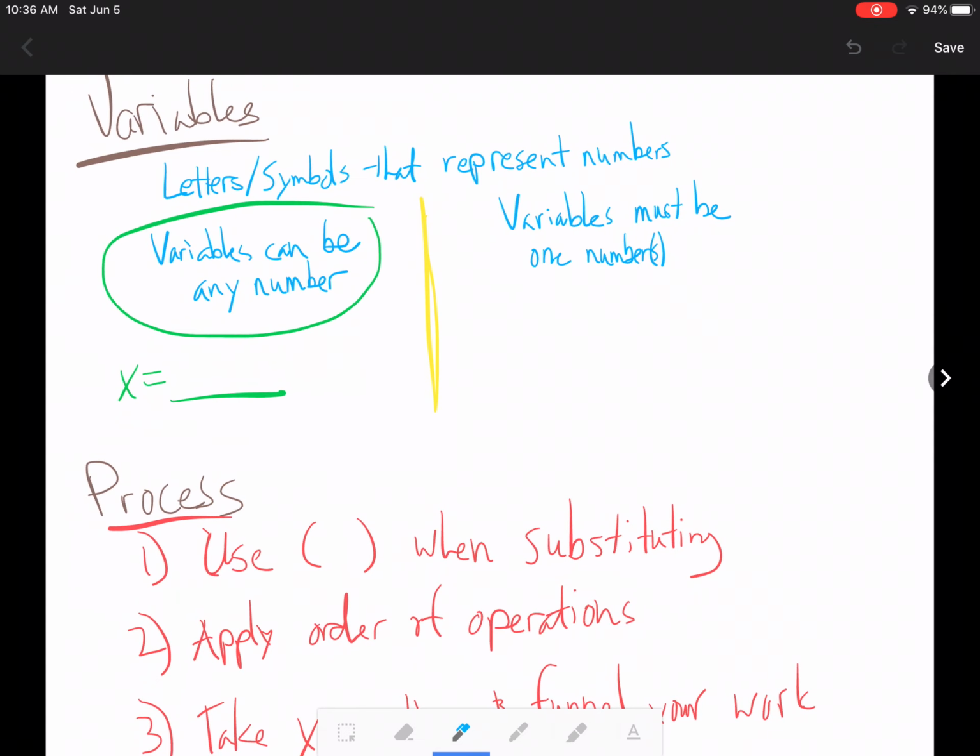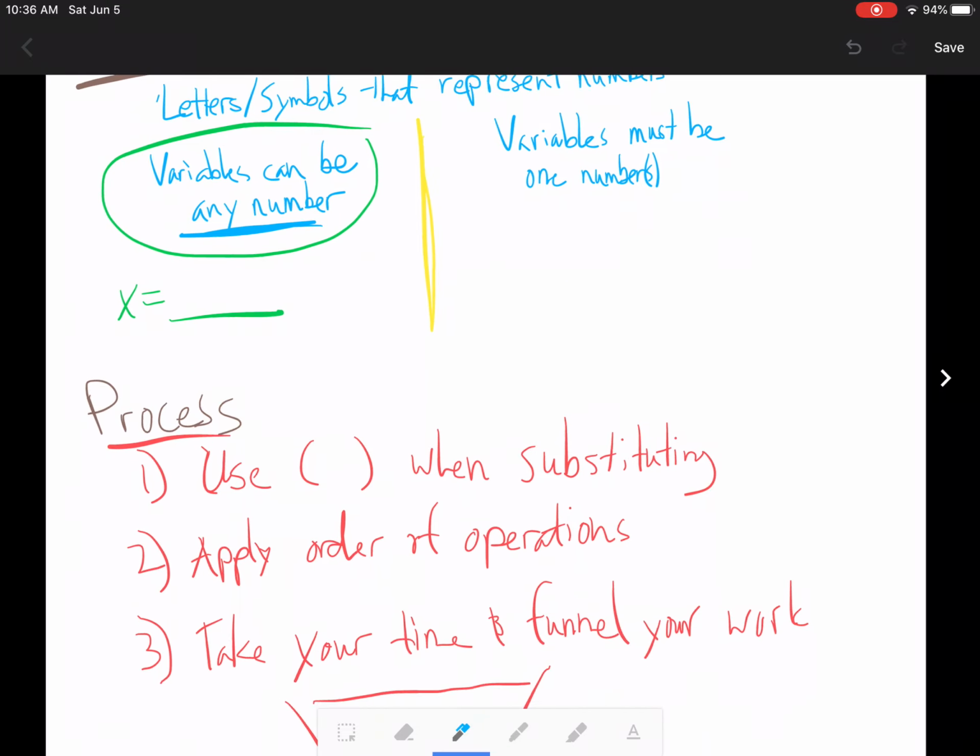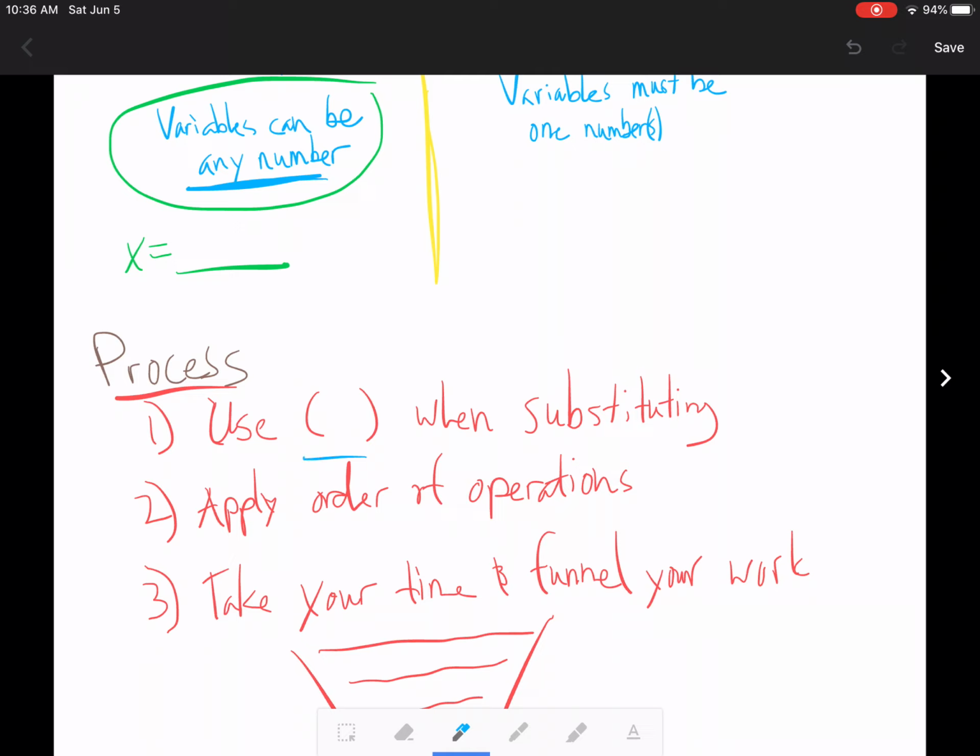Again, just to sum everything up, variables are letters or symbols that represent numbers. And when we're dealing with them in expressions, they can be any number we want them to be. And what we'll do is use parentheses to substitute that value in, apply order of operations, and take our time.